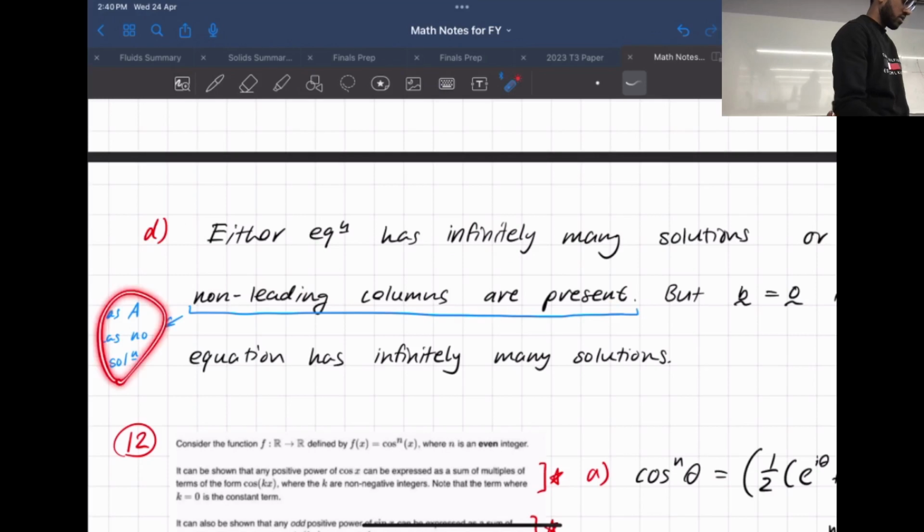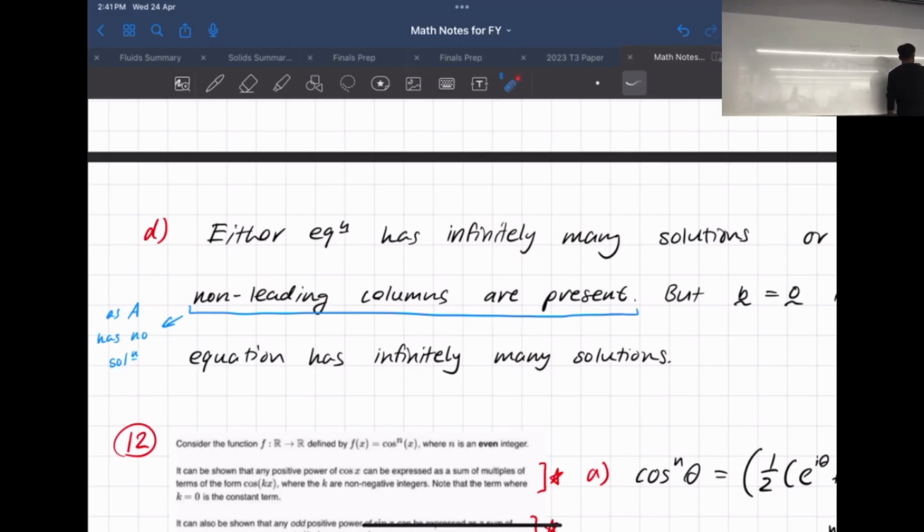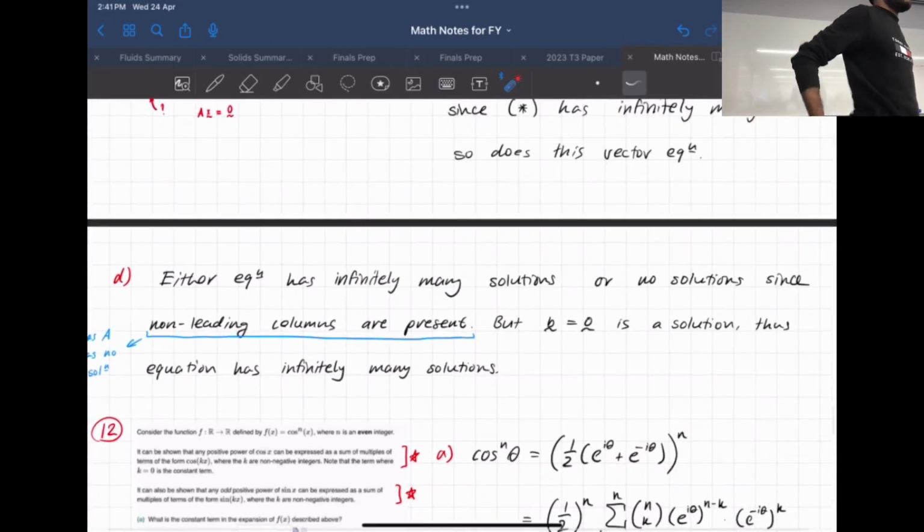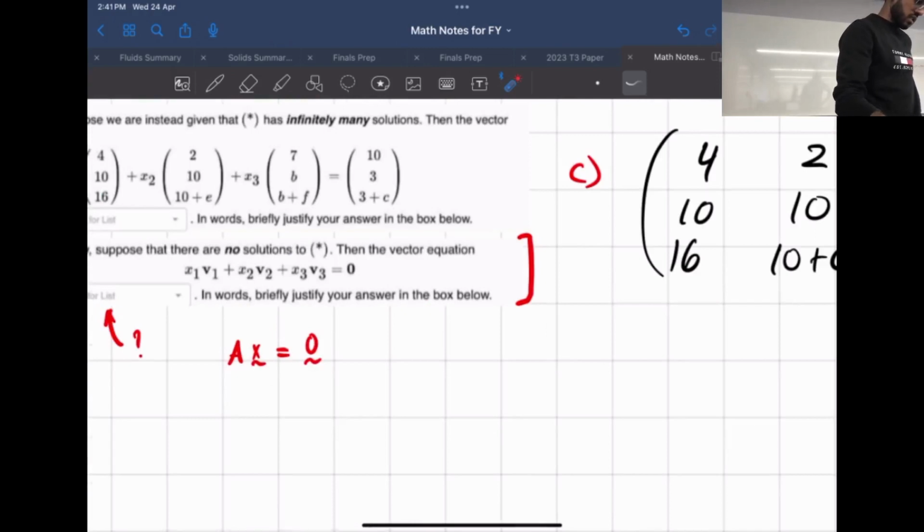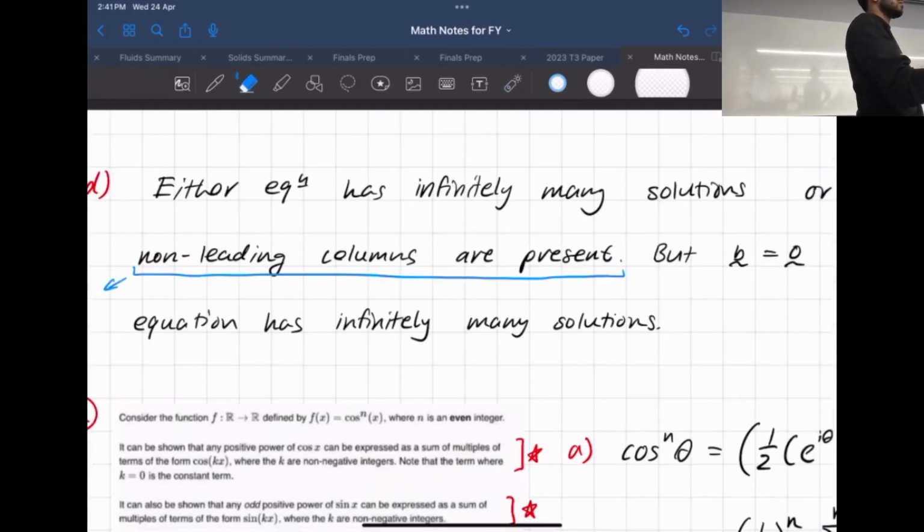Okay? Why do we have non-leading columns present? Because it has no solutions. Okay, so we've discussed unique solutions. For unique solutions, it has leading columns. For no solution, but the zero vector is a solution, which is what they've shown us here. An equation's solution is if the x vector is equal to 0. Okay? So that means it does have a solution. Then therefore it can't have no solutions. Make sense? So out of the two, which one does it have to be? Infinitely many solutions. Perfect.